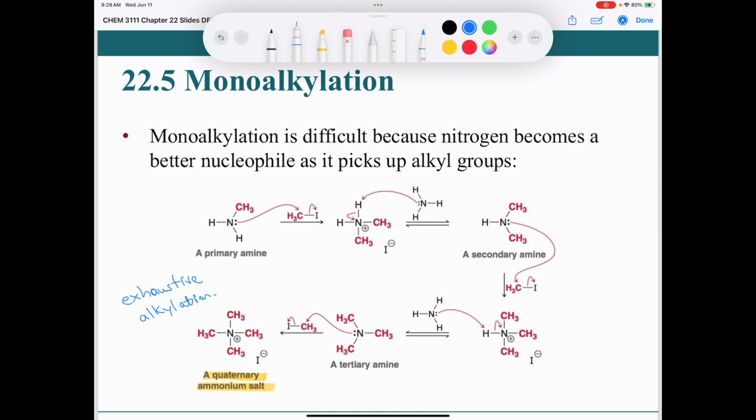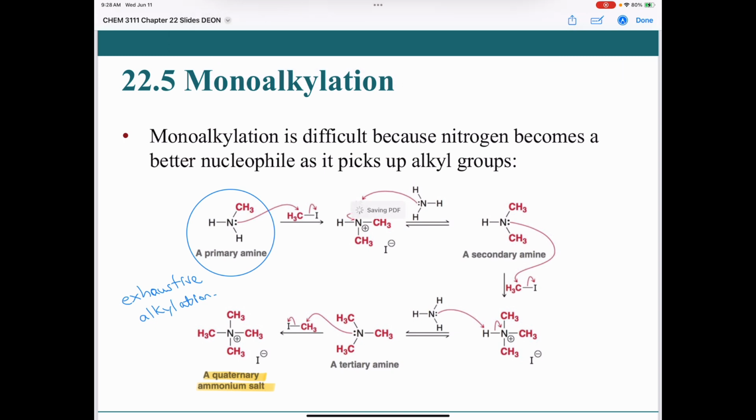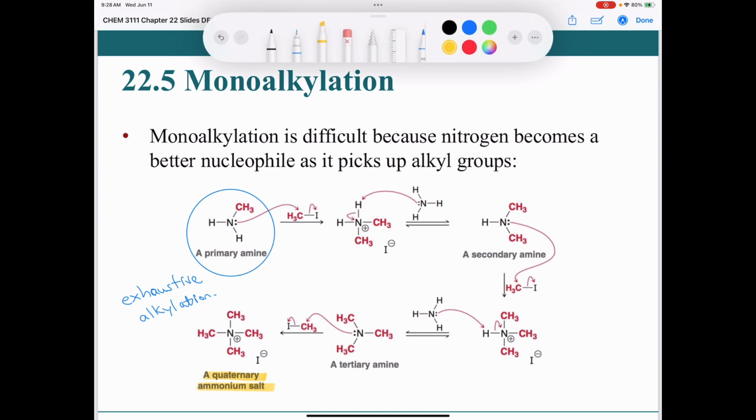However, what if you wanted to just make this product? What if you wanted to stop after the first alkylation and make the primary amine? Then this process is not going to be efficient, because if you take 1 mole of ammonia and you treat it with 1 mole of the alkyl halide, then you're going to end up with a mixture of products. You're going to get the primary amine, you're also going to get the secondary amine, the tertiary amine, and the quaternary ammonium salt.